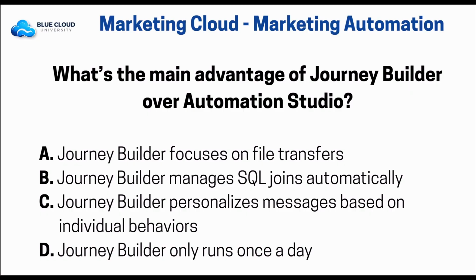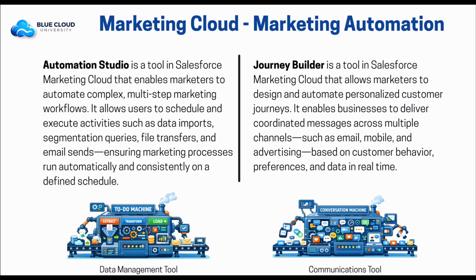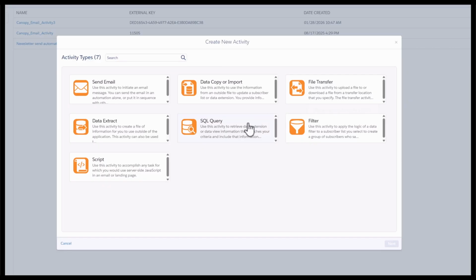It's equally important to understand why an answer is wrong, so we can help to find the correct answer as well. In this scenario, answer A is saying Journey Builder focuses on file transfers. Well, that's actually incorrect because that's what Automation Studio does. When we look at these two platforms side by side, one of the most important things to understand is that Automation Studio is really a task machine. It allows us to create to-dos that have to do with data management. In short, we're looking at things like extracting data, moving data, transferring data, or loading data.